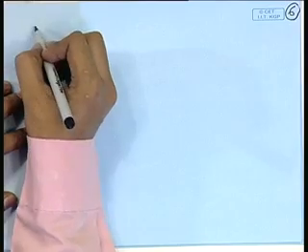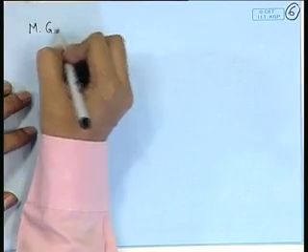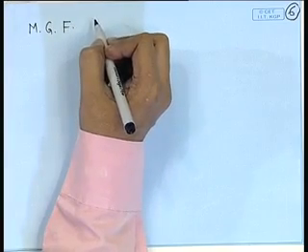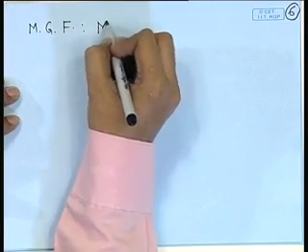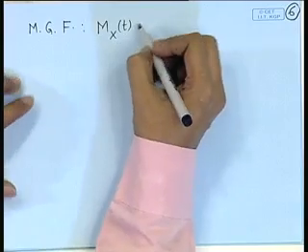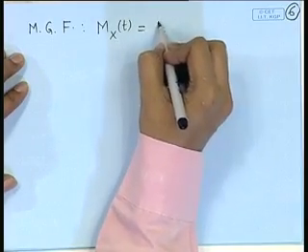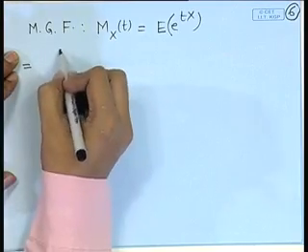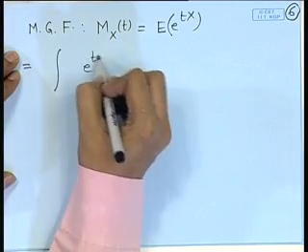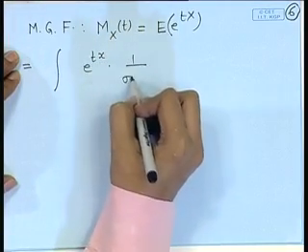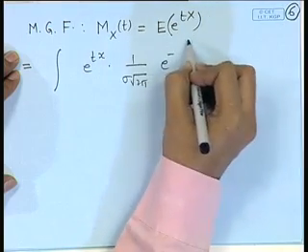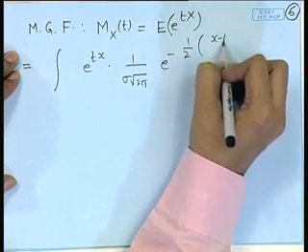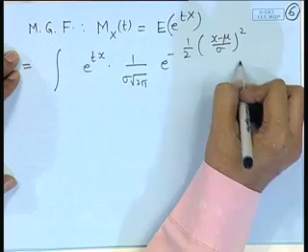Let us consider the moment generating function of a normal distribution. So, M_X(t), that is expectation of e to the power tX. This is equal to integral e to the power tx 1 by sigma root 2 pi e to the power minus 1 by 2 (x minus mu by sigma) whole square dx.